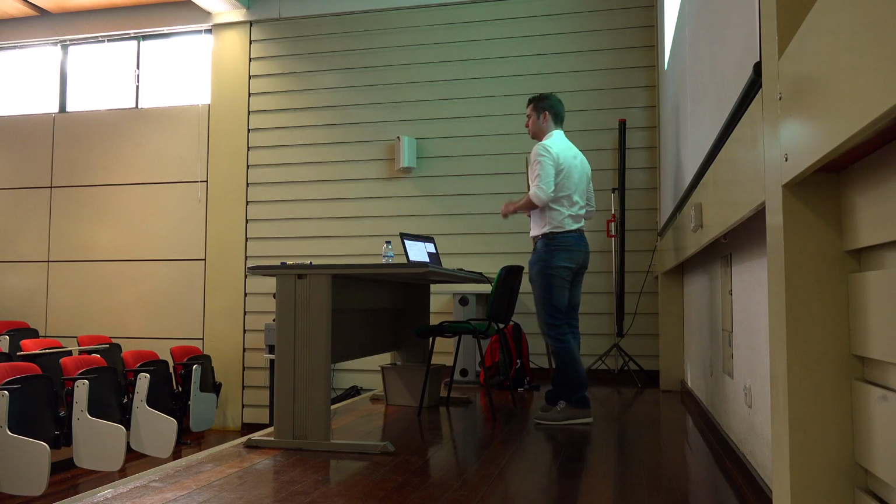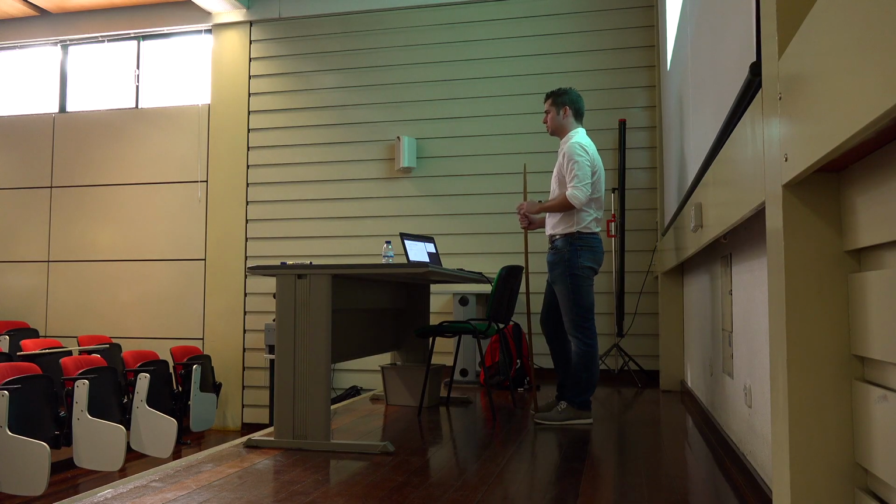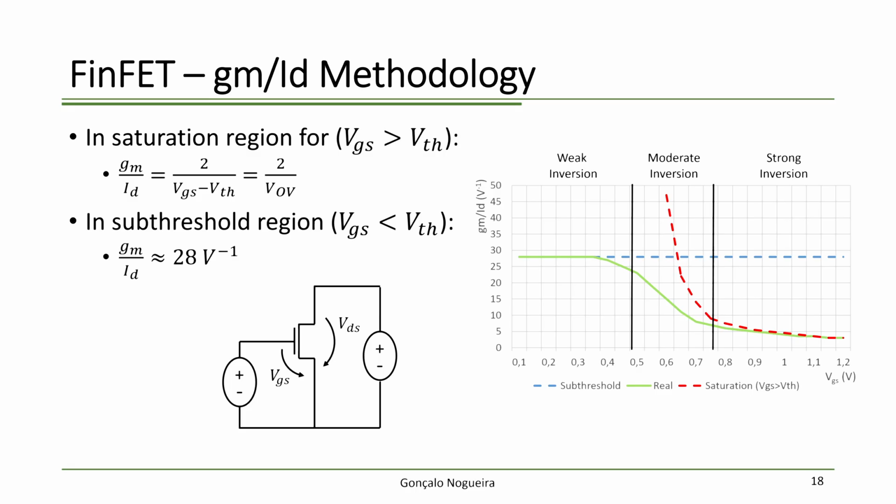Also, there are usually three regions defined for the transistor regarding the VGS. You've got strong inversion for when the VGS is much higher than the threshold voltage, weak inversion for when it's much lower than the threshold voltage, and moderate inversion when it's approximately equal to the threshold voltage.